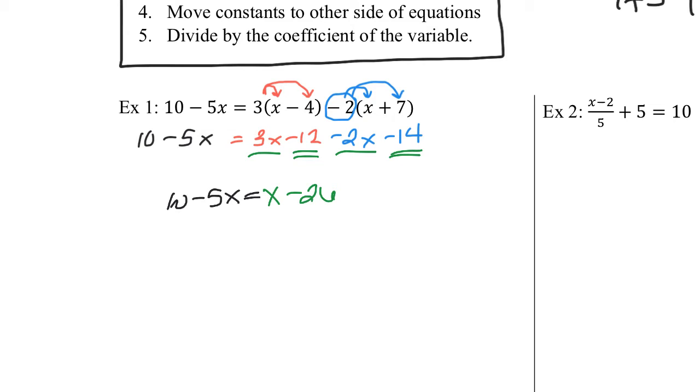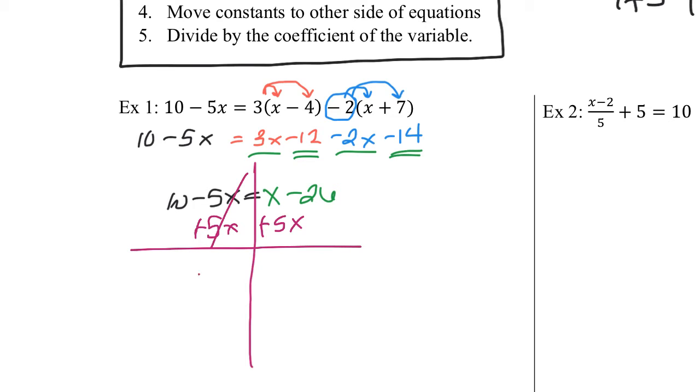Now that we have simplified the equation, we need to get all the x's in one place. So I'm going to move the smaller x across. This negative 5x is the smaller x, so I need to cancel it from this side and move it over to the right-hand side. To cancel out a minus, we're going to add 5x to both sides. Whatever you do to one side, you have to do to the other. So this becomes 10 equals 6x minus 26.